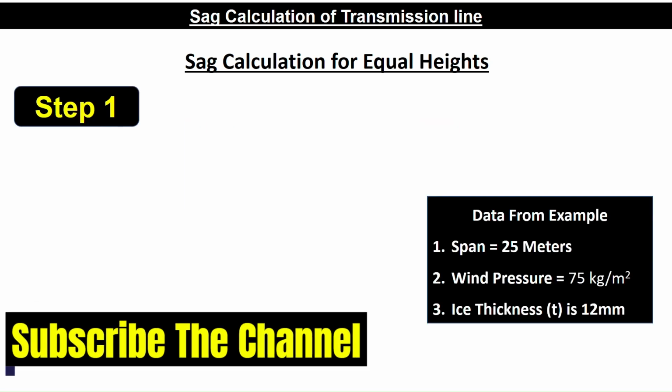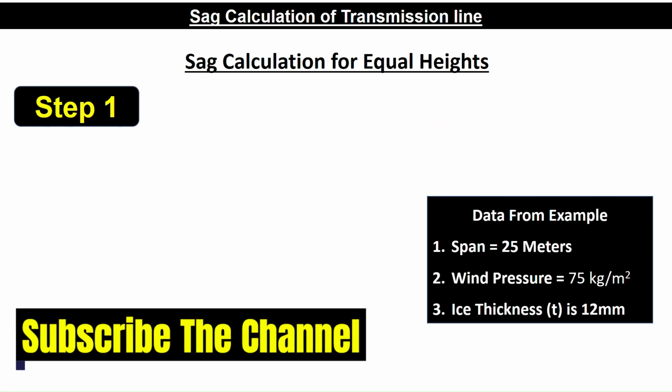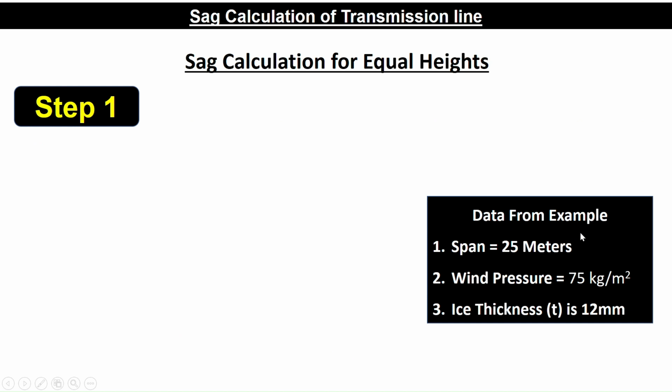Step 1. This is the data which we have taken from the example: span length is 25 meters, wind pressure is 75 kgs per meter square, and ice thickness is 12 mm.